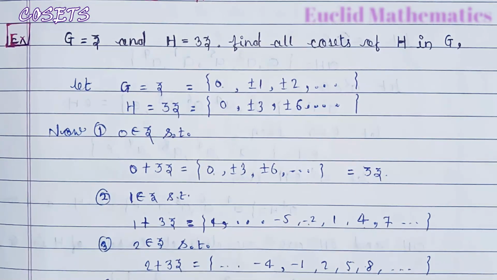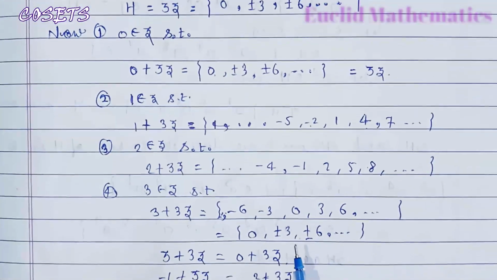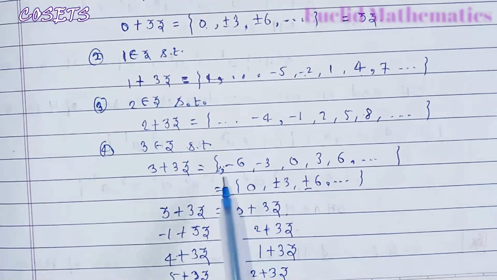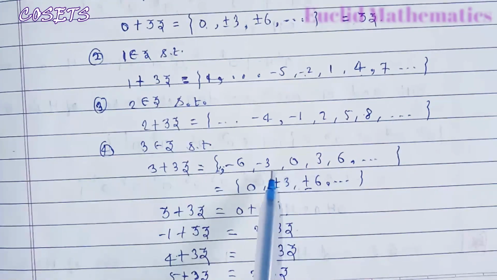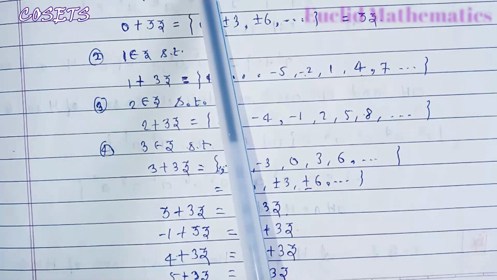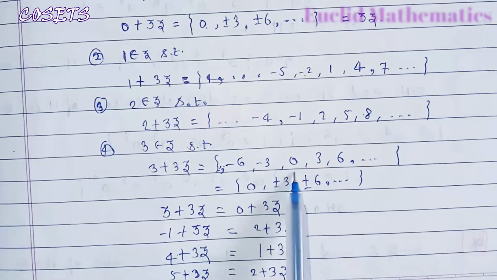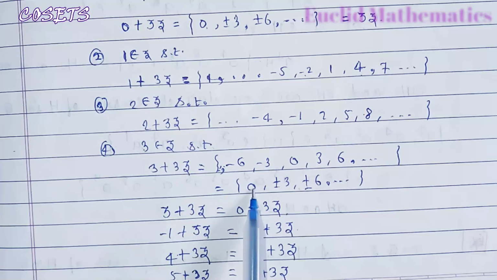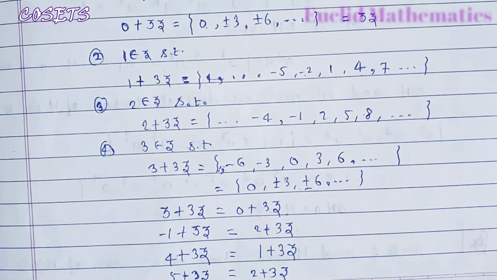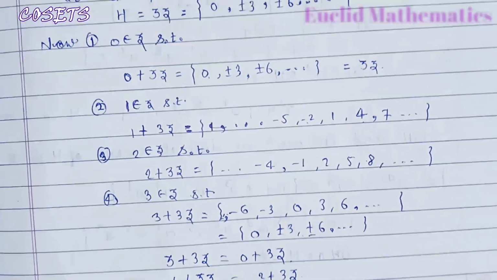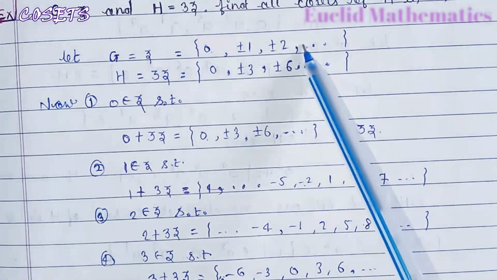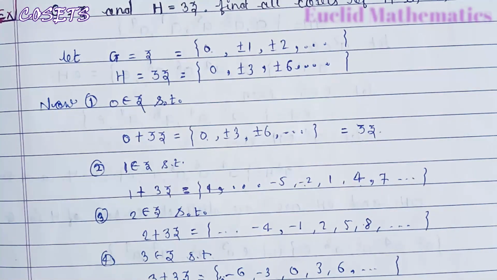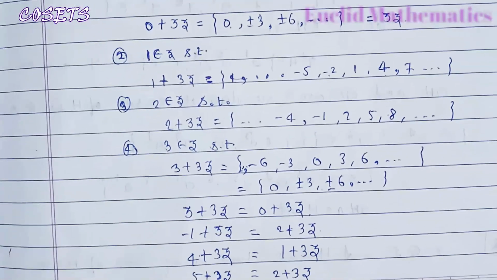Similarly, go for 3 belonging to Z and add it to the subgroup. 3 plus 0 remains 3, 3 plus 3 is 6, and for the negative sign it is the same. So 3 plus 3Z gives 0, plus minus 3, plus minus 6 and so on. For the leftover elements, there are infinite numbers of elements in our group G, so you can take the remaining elements also, like minus 1 plus 3Z, 4 plus 3Z, 5 plus 3Z, and find them out.